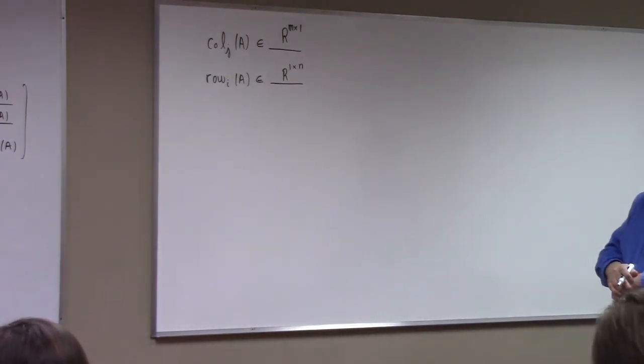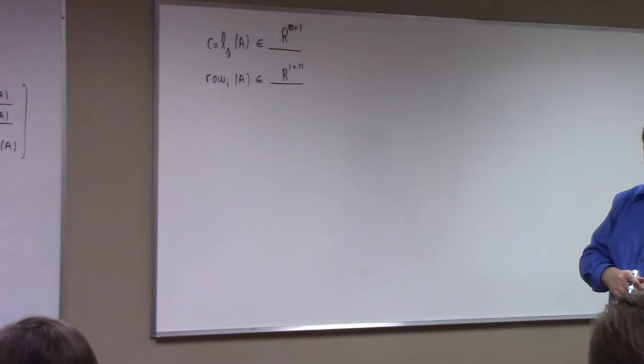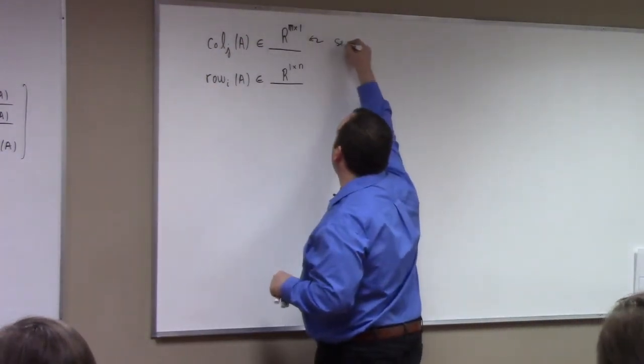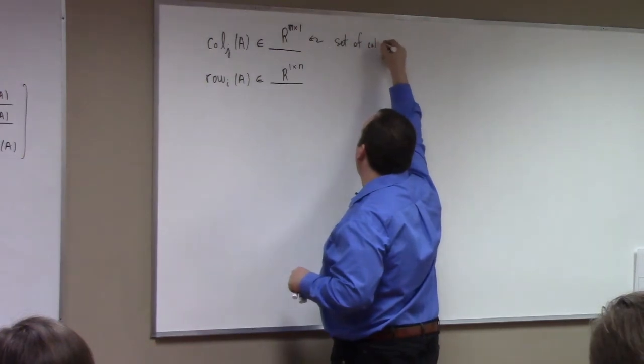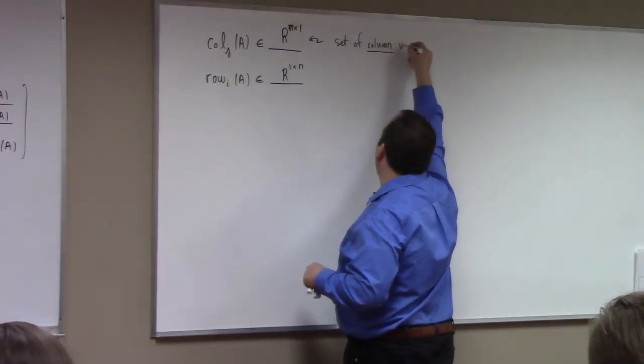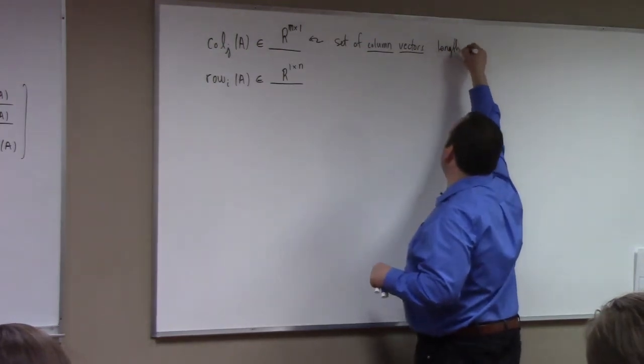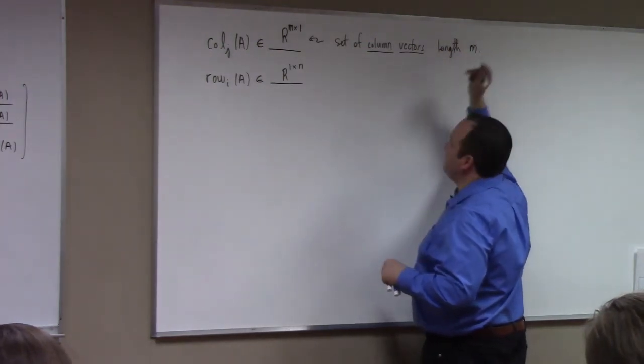So anyway, a column vector, right? So this is the set of column vectors of length m. Right.